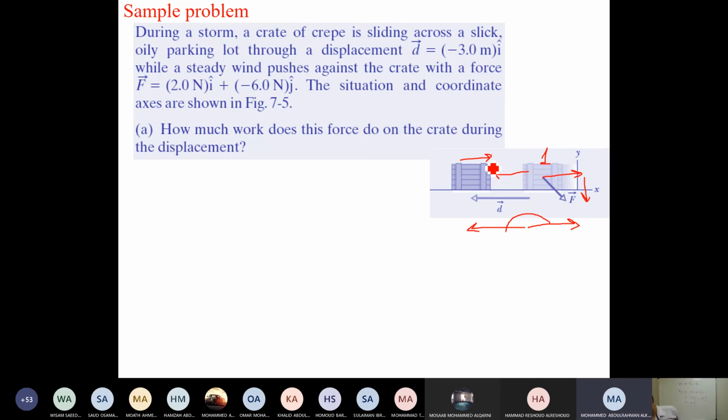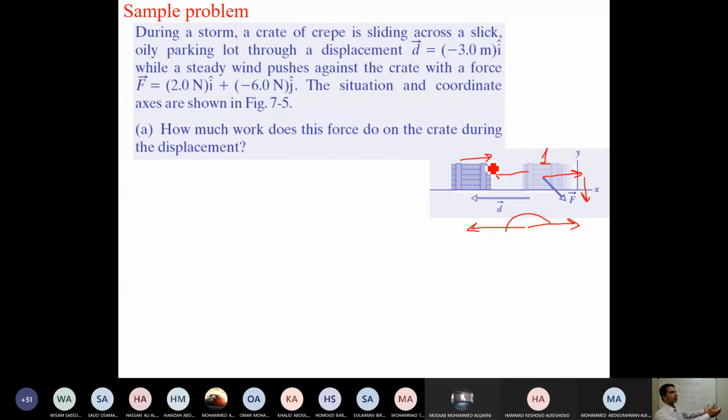Okay, so I can imagine that if the displacement and the force are in the opposite direction, the work will be negative. Yes, of course. If the force is applied in one direction and the displacement is covered in a different direction, as you are seeing here, that will be negative work.